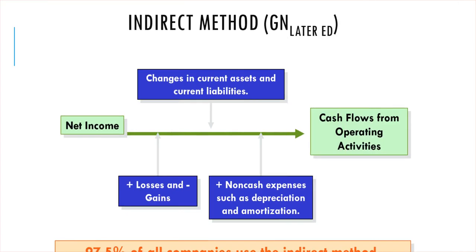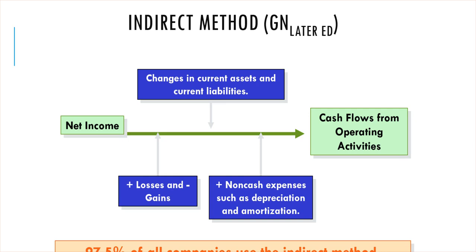So under the indirect method, I like this, which was provided by Garrison Noreen. 97.5% of companies use the indirect method. So using the indirect method, and I guess using straight line depreciation, are the norms, right? So under the indirect method, in the operating section, you start with net income.